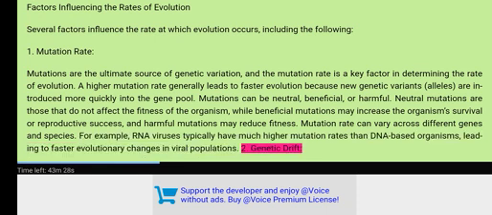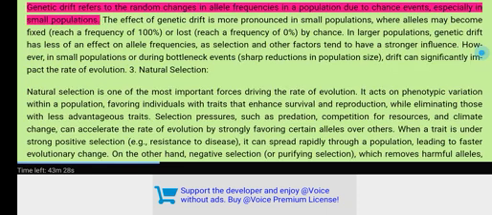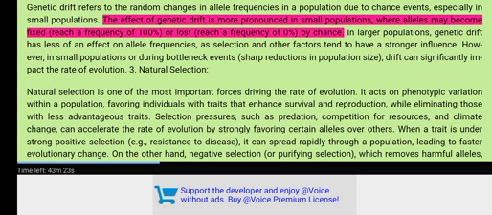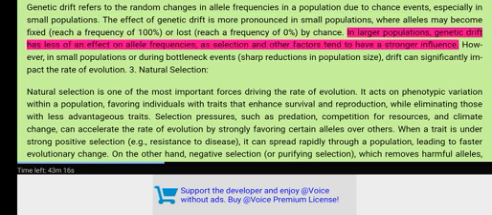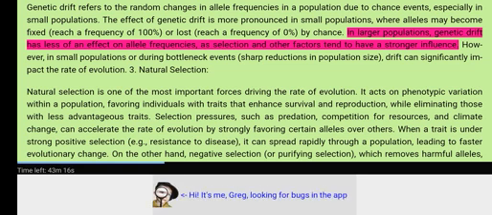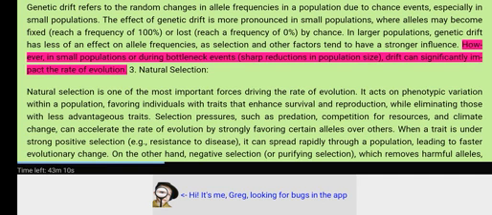2. Genetic drift. Genetic drift refers to the random changes in allele frequencies in a population due to chance events, especially in small populations. The effect of genetic drift is more pronounced in small populations, where alleles may become fixed, reach a frequency of 100%, or lost, reach a frequency of 0% by chance. In larger populations, genetic drift has less of an effect on allele frequencies, as selection and other factors tend to have a stronger influence. However, in small populations or during bottleneck events, sharp reductions in population size, drift can significantly impact the rate of evolution.